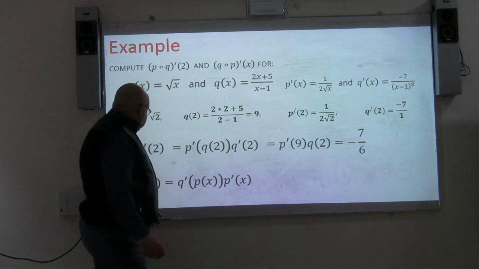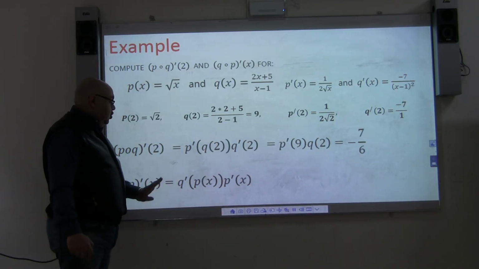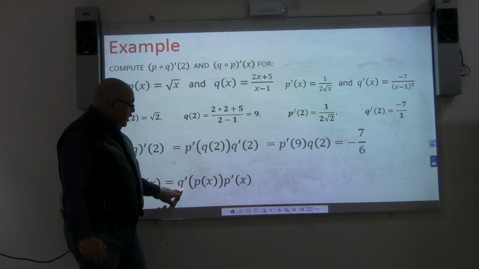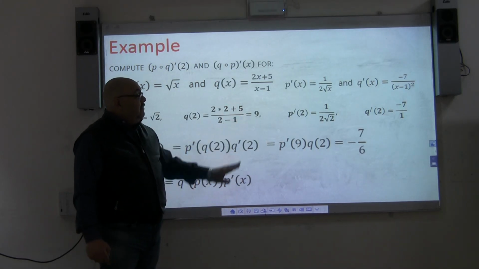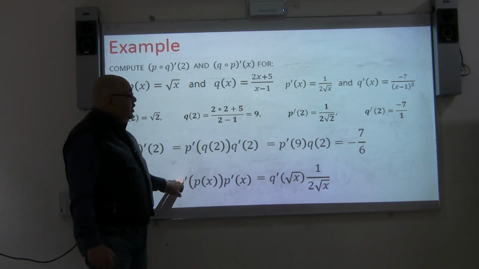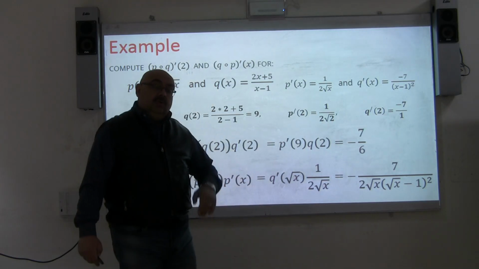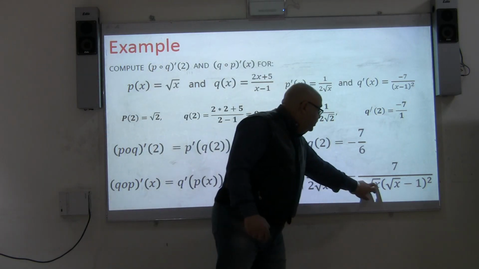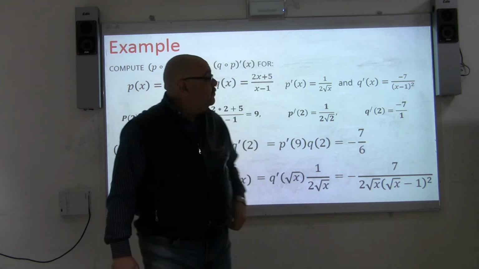Also, if I want to get q composite b dash of x, all I have to do is to get first q dash at the value of b of x times b dash of x. I already have b dash at 2, and the first part, which is q dash at root of x. So this is the result that you have. If I want to evaluate at 2, all of these values are at 2. If I want to evaluate at x, it's going to be x.